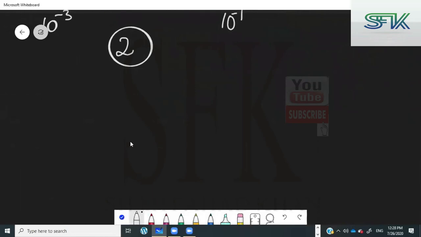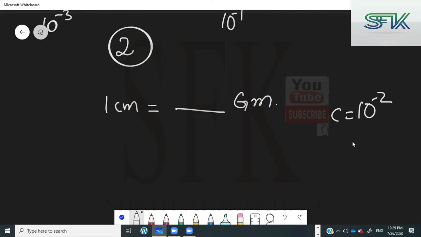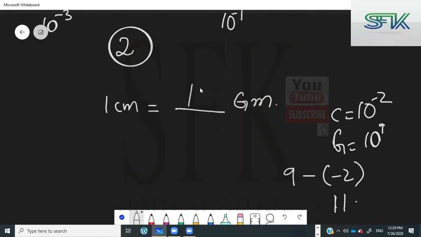Let's try another example. What if you're going from 1 centimeter to, let's say, gigameters? In this case, again, you need to first of all know the meaning of centi and giga. Centi is minus 2, giga is 9. What's the difference between them? It's going to be 9 minus minus 2, which is 11. So it's going to be 10 to the power of 11. But this time, again, you're going from smaller to larger, so it's going to be minus 11.